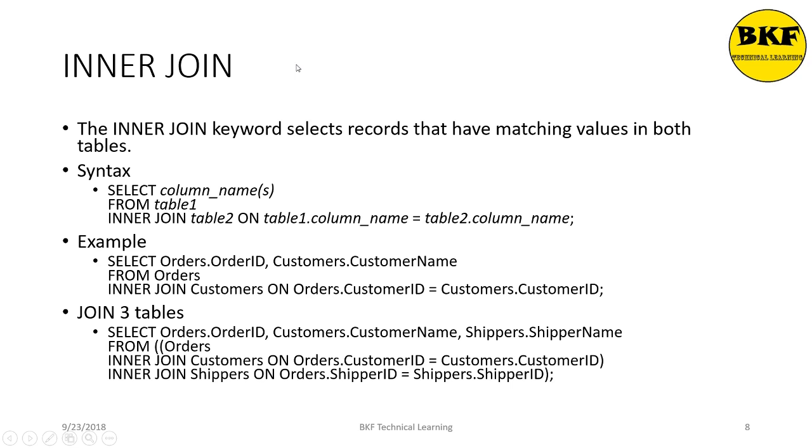So let's talk about inner join. The inner join keyword selects records that have matching values in both the tables. This is an example which we have already seen. We can also join 3 tables or even more tables. So let's see an example. Select orders.order ID, customers.customer name, and shippers.shipper name from orders inner join customers on orders.customer ID equals customers.customer ID, and inner join shippers on orders.shipper ID equals shippers.shipper ID. So this is going to return you the rows whose customer IDs match and whose shipper IDs match.